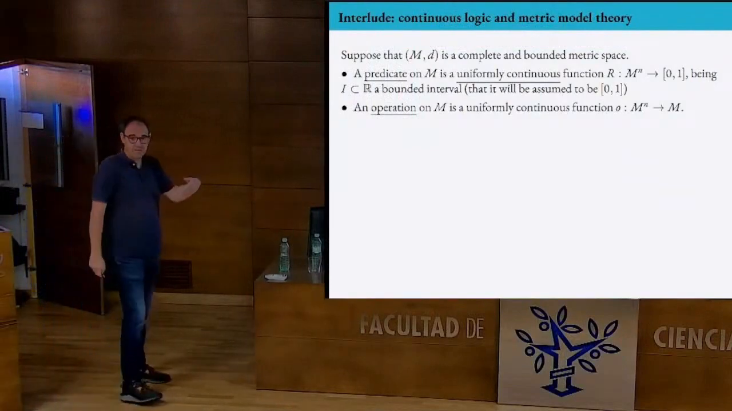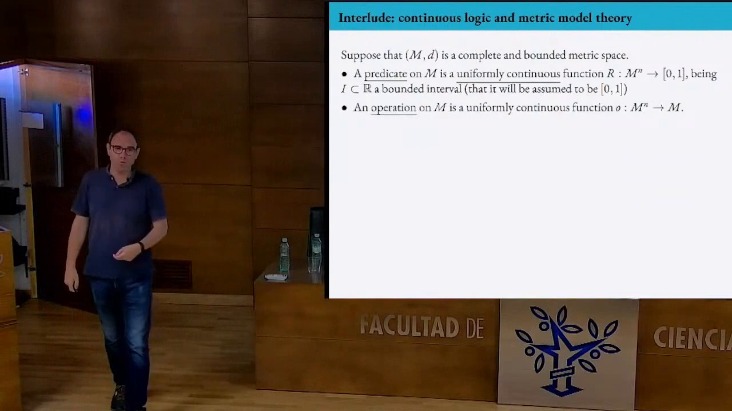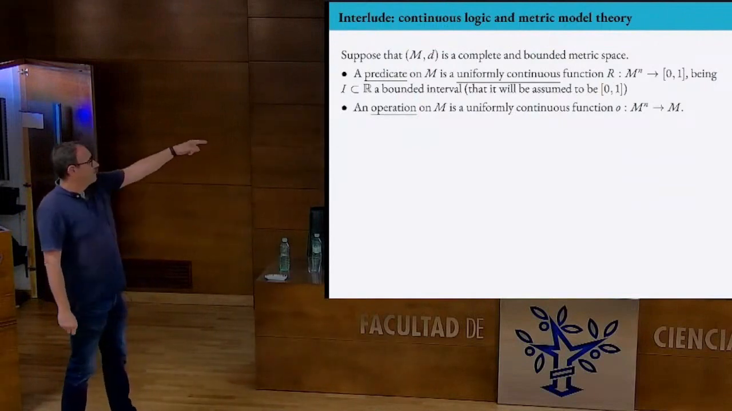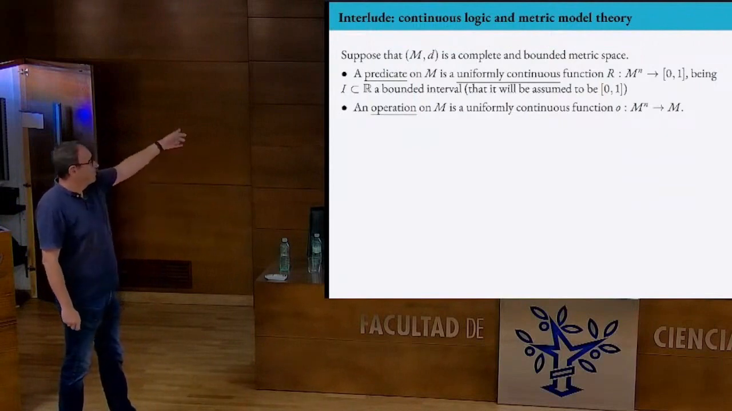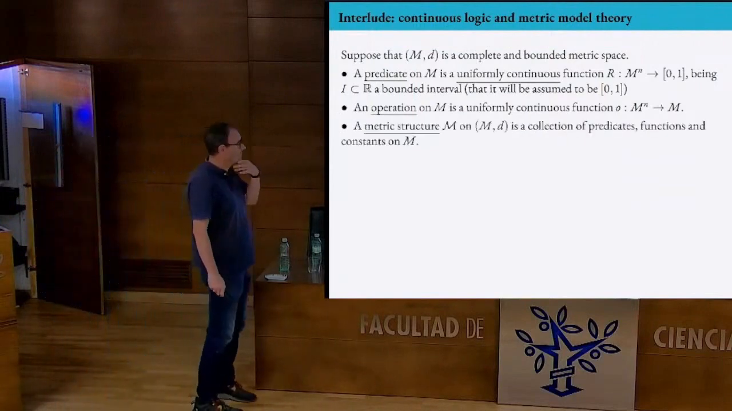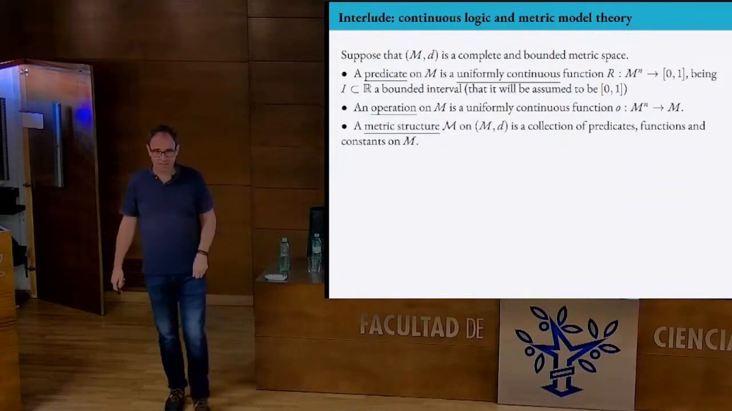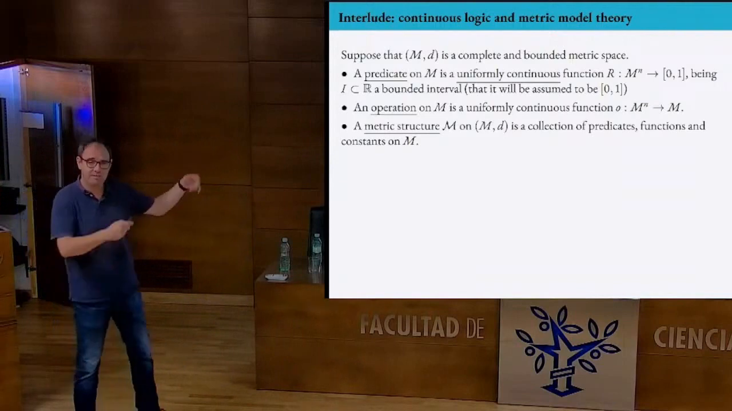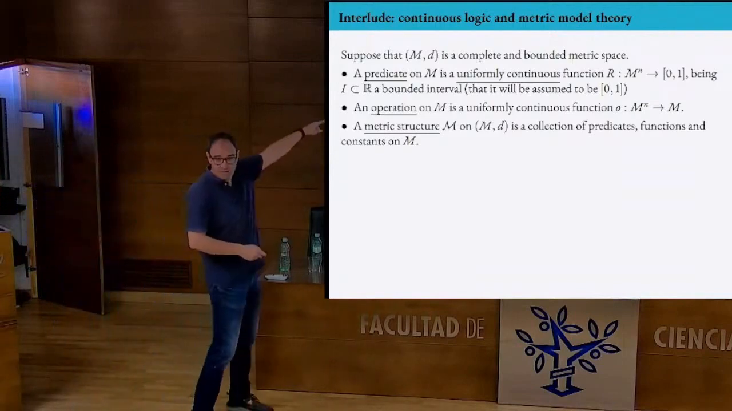The operations, like the sum in a group, you have a group, and there is the sum. Now you are demanding that it is continuous, indeed uniformly continuous, and so on, right? And what is a metric structure? A metric structure is a set with a distance and with these operations and relations, and so on, but in this way.